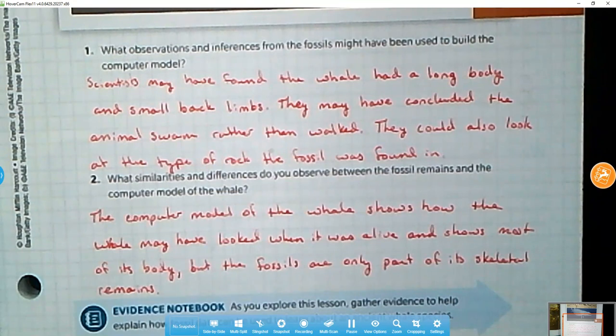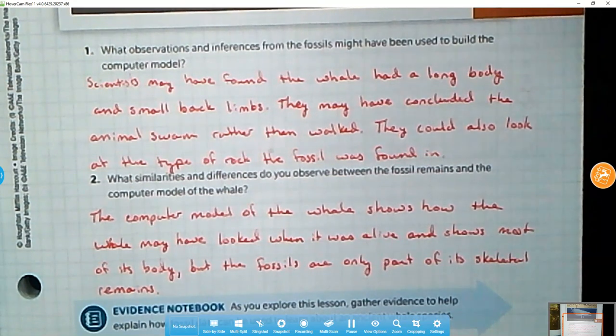may have found the whale had a long body, small back limbs. They may have concluded that the animal swam rather than walked. If it doesn't have legs, you can probably think that it didn't walk. And they could look at the type of rock it was found in. They can maybe tell a little bit how old it was just by the type of rock it was in.